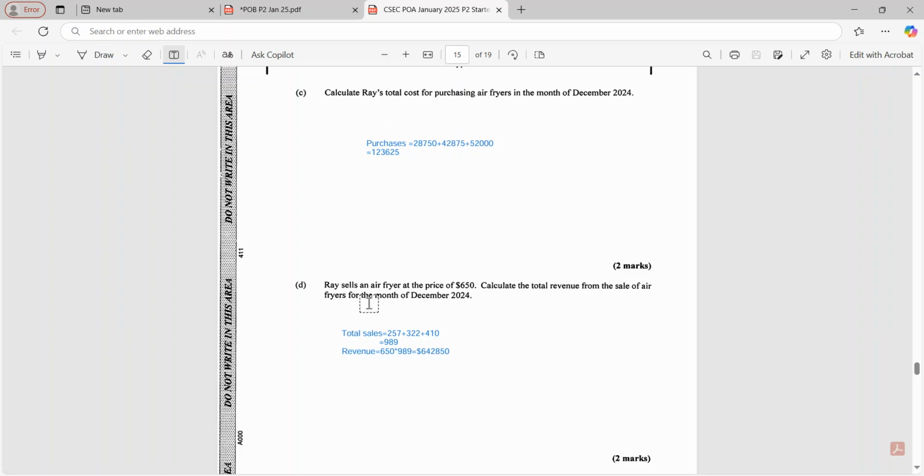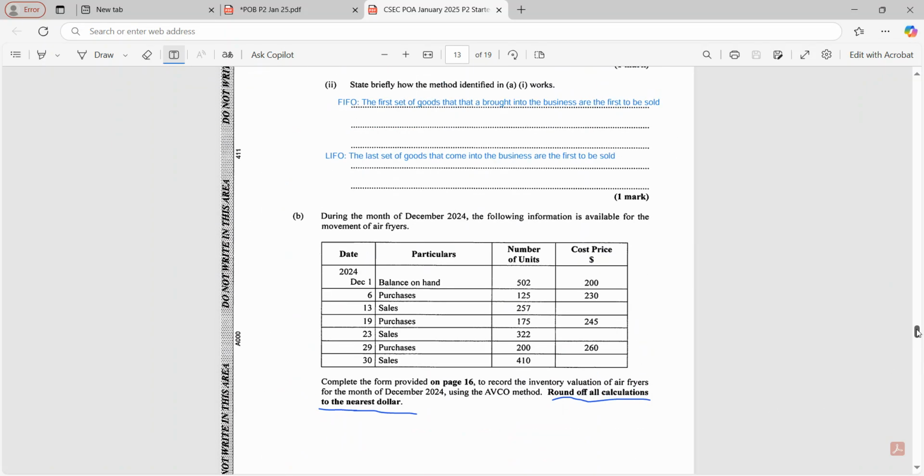Then it says Ray sells an air fryer at the price of $650. So we're going to calculate the total revenue for the sale of air fryers for the month of December 2024. To calculate this, you need the total sales. So you're going to go up to the question, look for sales. So let me draw the line so you can follow me. So sales here is 257. So you're going to put that in your calculator.